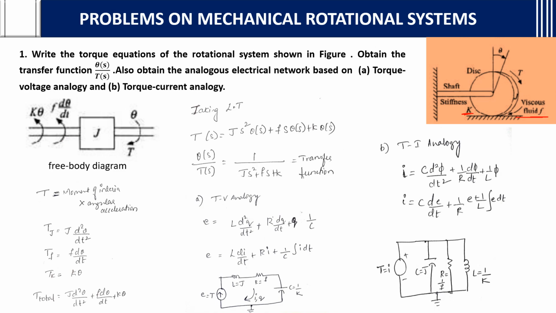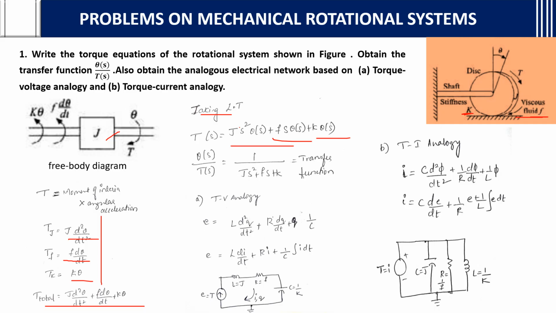After writing the free body diagram, we write separately. For J, what do we write? J into d square theta by dt square, for F we write F into d theta by dt, and K into theta. Adding all this, the total will become the torque. After that you take the Laplace transform, same like the translational system. T of S will become Js square theta of S, plus F into S into theta of S, plus K theta of S.